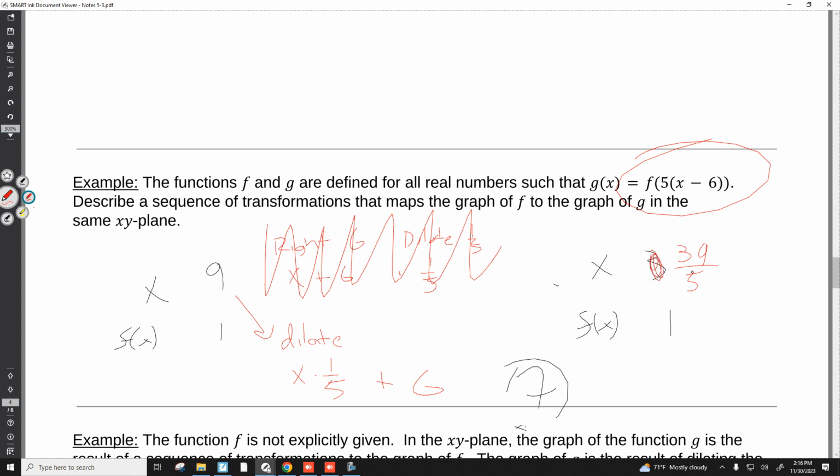That's right. So once you throw in multiple dilations, or multiple horizontal things, it's even more important to think against what you want to do. You all want to go right 6 first, then divide by 5 or multiply by 1/5. Don't. Go to your homework.